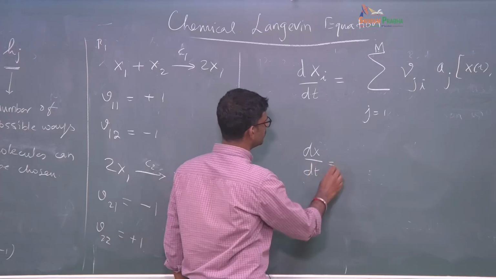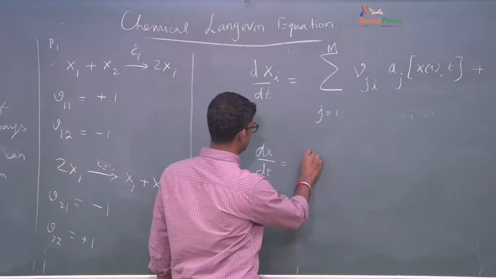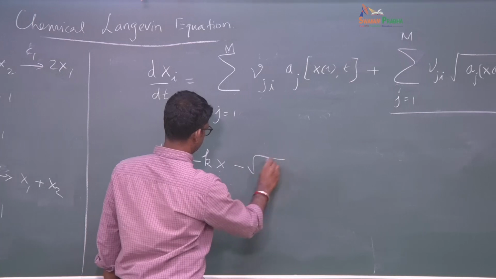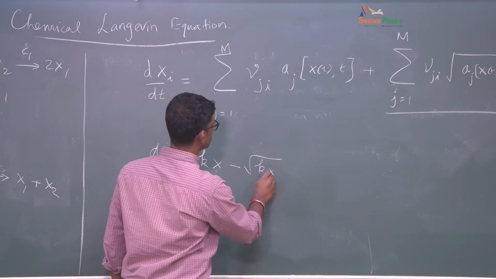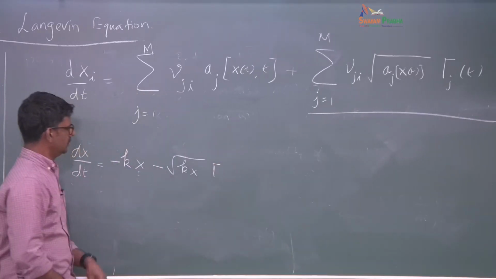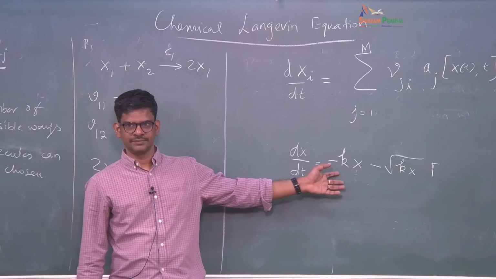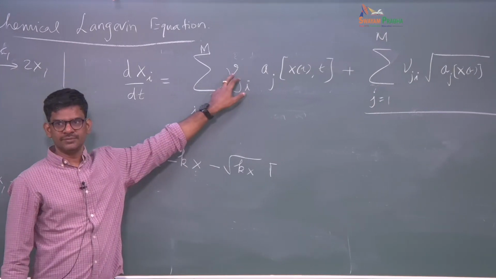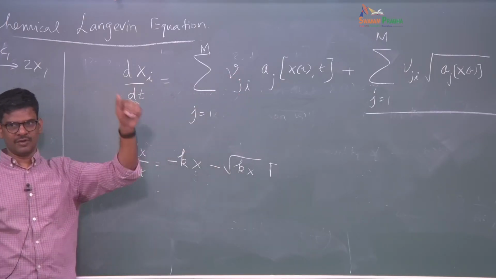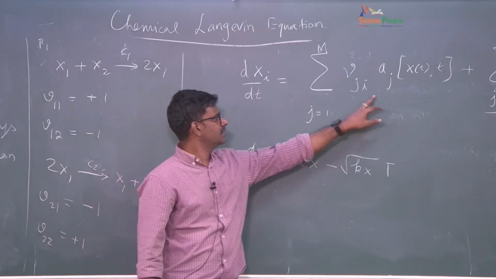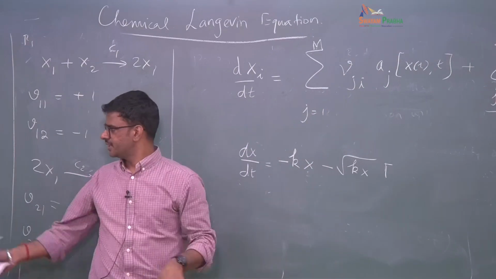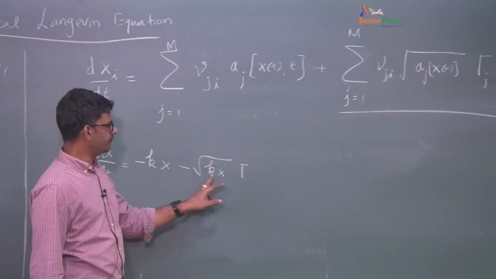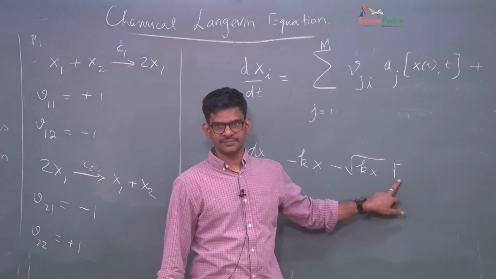dx/dt is equal to something like minus kx, plus we had something like square root of kx times gamma. We wrote this equation for the unimolecular reaction. Here this minus 1 comes because of this nu, because for every reaction molecule A is disappearing. This x is the h function, h here is just x, and in the square root you have again minus 1 coming out, and then you have the square root of kx, and then you have a random variable.